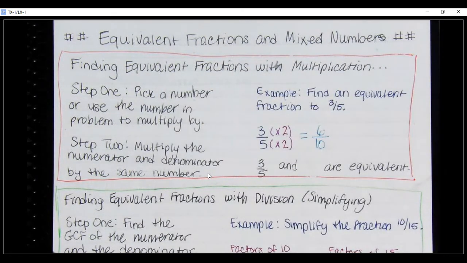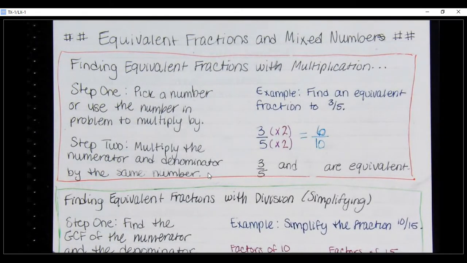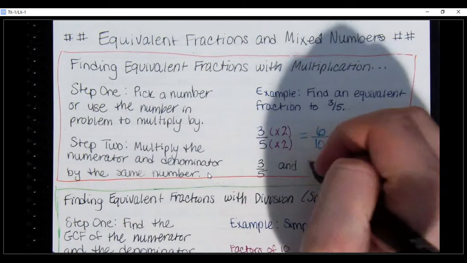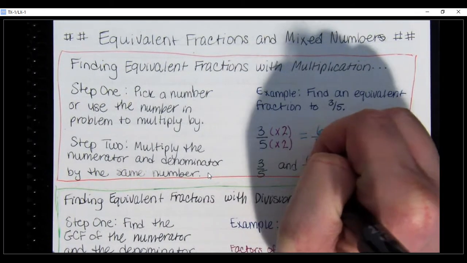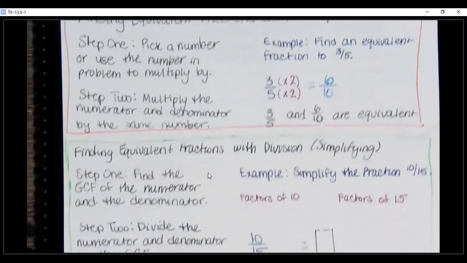And there you have it, 6/10. So I now know that 3/5 and 6/10 are equivalent. Hopefully we're good so far. Let's look at our second part.